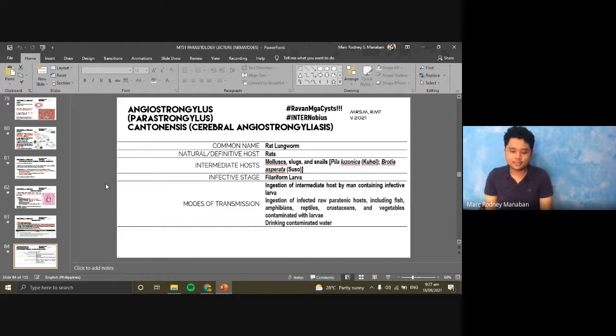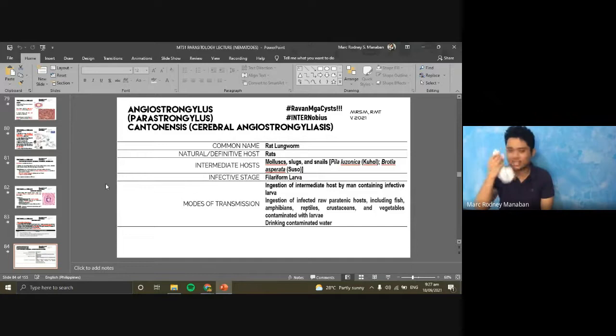All right, so we now proceed to the last two. Angiostrongylus. There are two species of Angiostrongylus. The first one is Angiostrongylus cantonensis. Actually, the new name now is Parastrongylus, but there are references that still use Angiostrongylus, so we will continue using it.